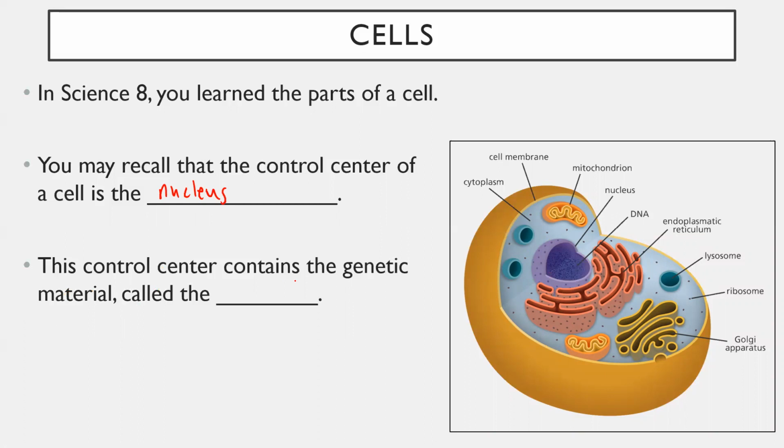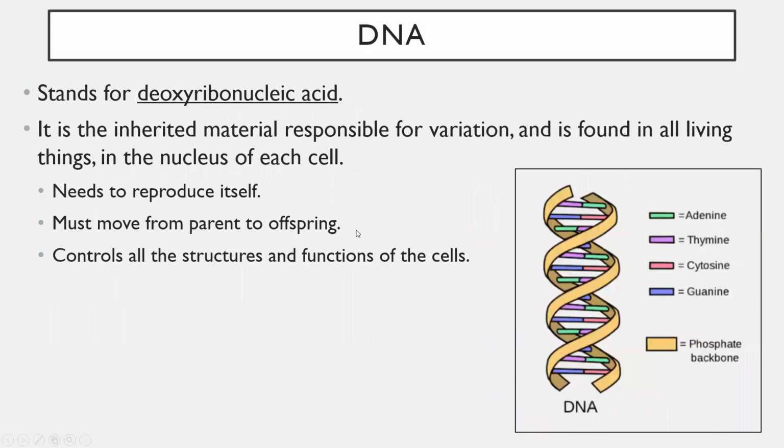Now this control center contains the genetic material, which is called the DNA, right? DNA is the genetic material of any living thing. It's what carries the information as to what that living thing is going to be like. And that, of course, is again found in the nucleus. So DNA stands for deoxyribonucleic acid. You don't need to know that. That's just kind of for your information. It's the inherited material responsible for variation, and it's found in all living things in the nucleus of each cell.